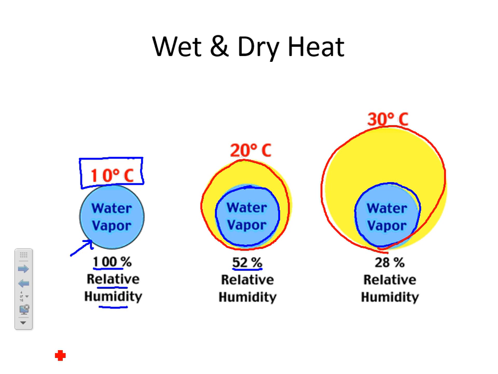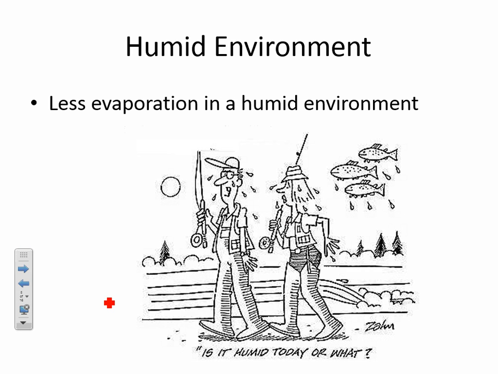If you live someplace where it's humid, you might have a relative humidity equal to this large circle, and it might be 100%, and you'd be very hot and you would have high humidity. In a humid environment, there's less evaporation. Remember, with your perspiration or sweat, you cool off because it takes energy to go into the gaseous phase. If you're perspiring and it can't evaporate because there's too much water vapor in the air, you're not going to cool off at all. You get the fish? They're sweating too.